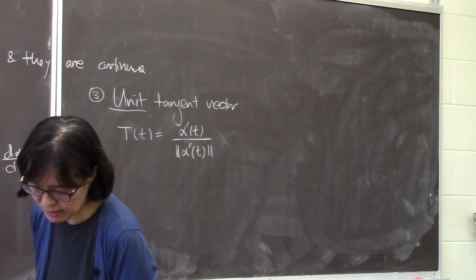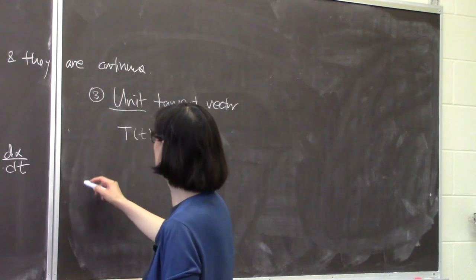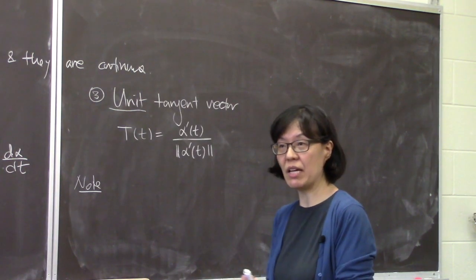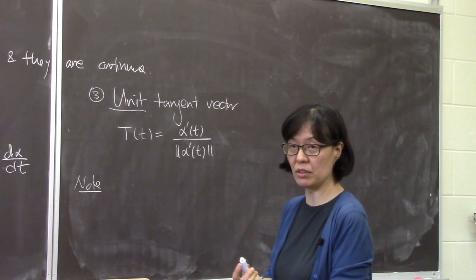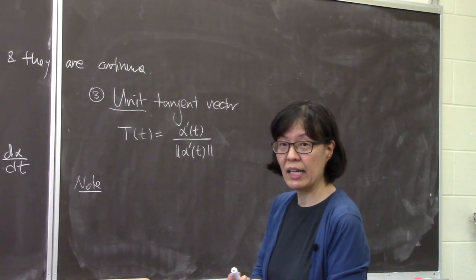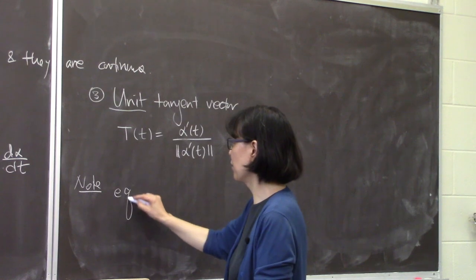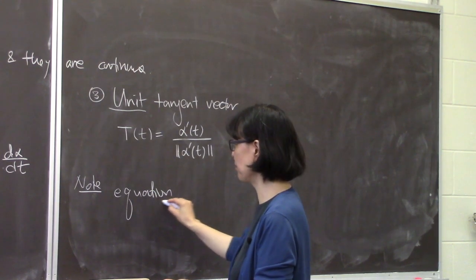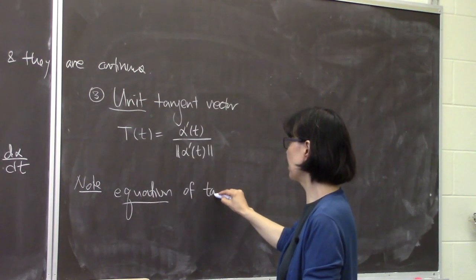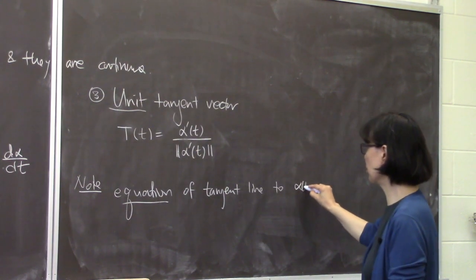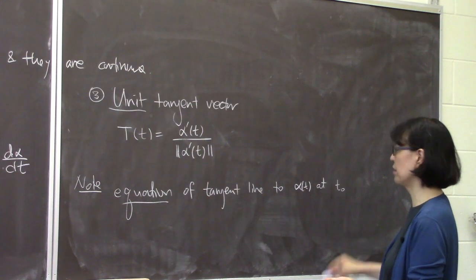Okay, then note, what is the equation of a tangent line to the curve? Do you remember? It is kind of a review: the equation of a tangent line to the curve at t zero.